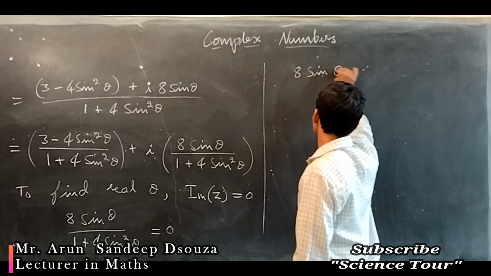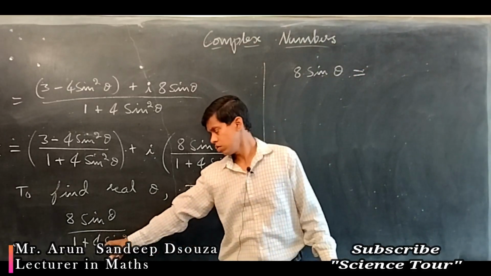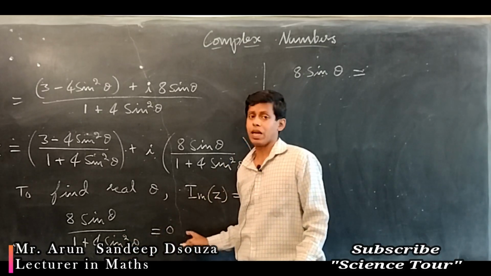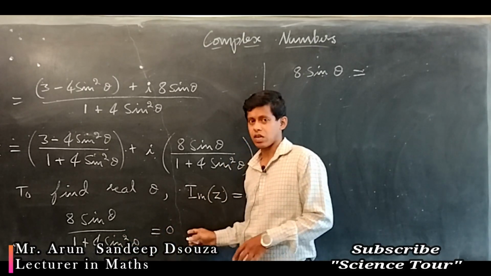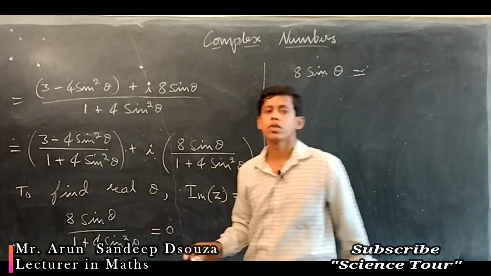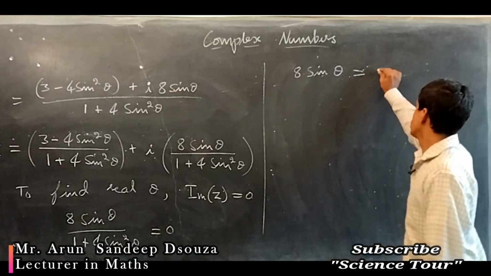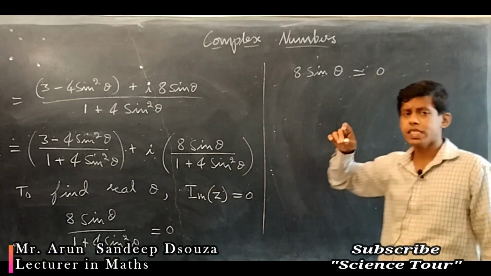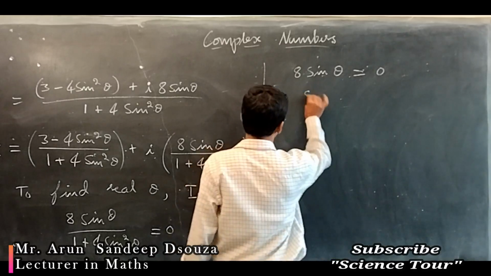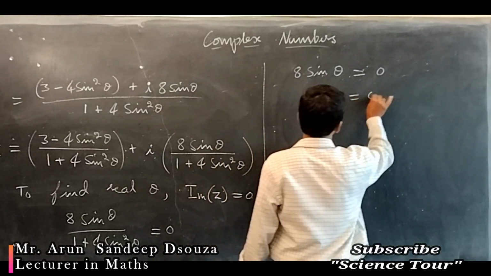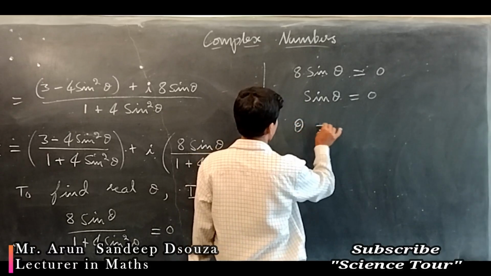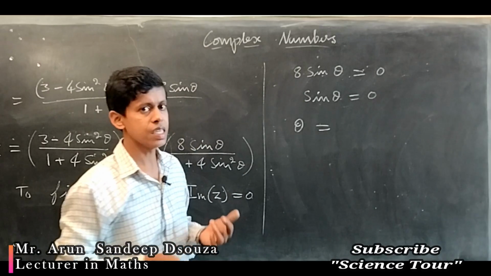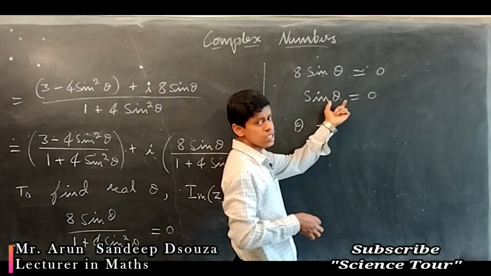8 sin theta is equal to... when we bring this here, what happens? Here it is divided, and when it comes here it becomes multiplication. 0 into anything will be 0 itself, right? So this is 0. Again bringing that 8 here, 0 by 8 is also 0. So this is sin theta is equal to 0. Now the question is, what is this theta? So you know from your trigonometry, if sin theta is 0, what are the values this theta can take?